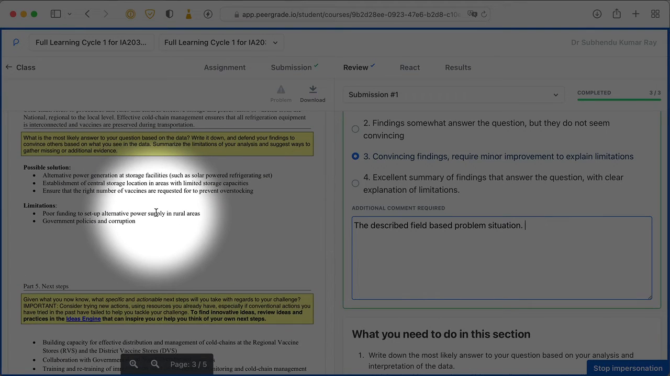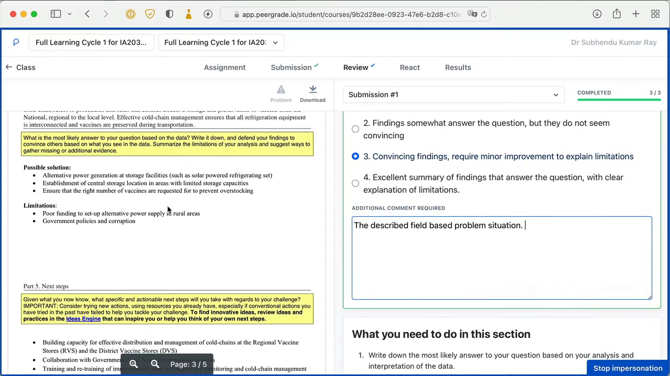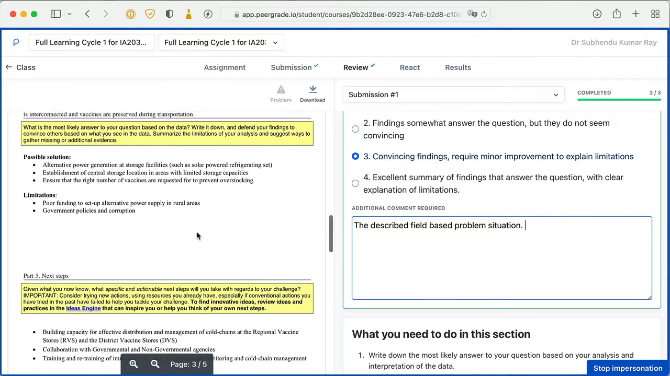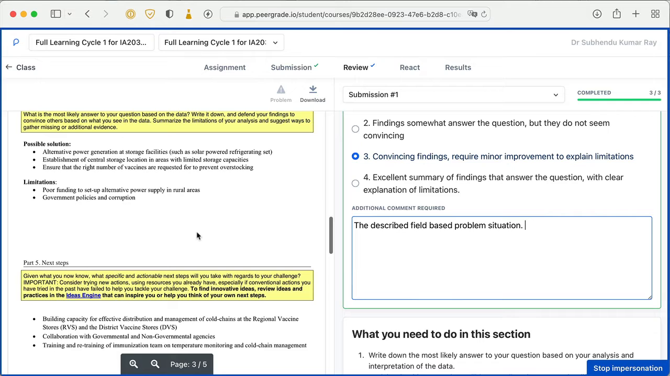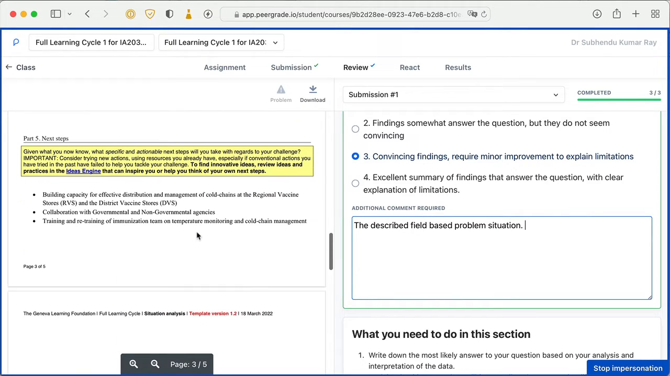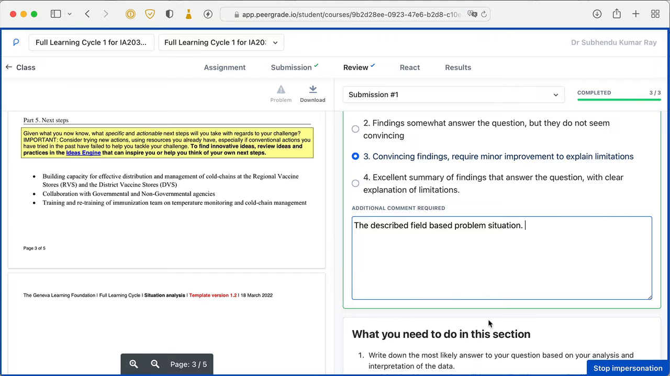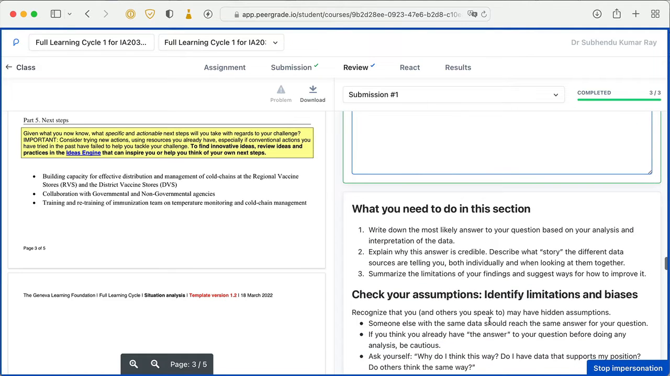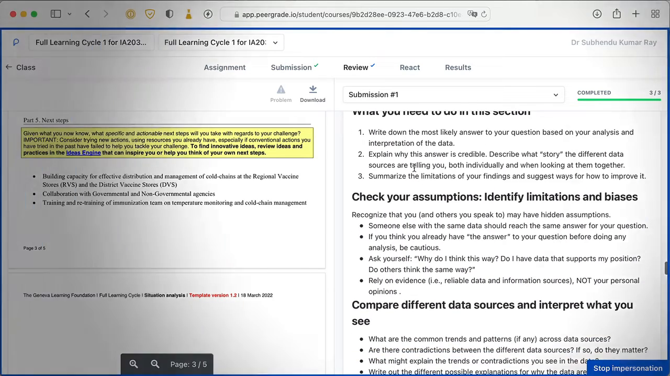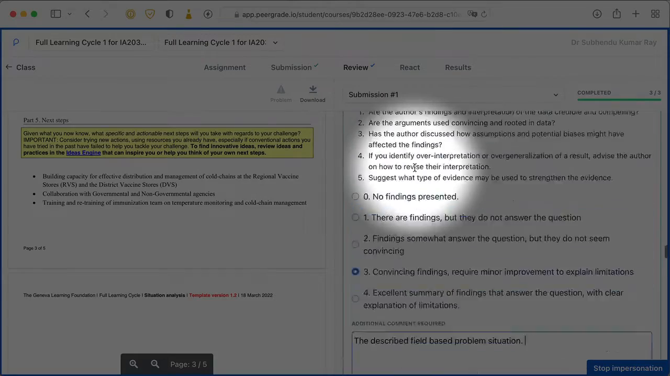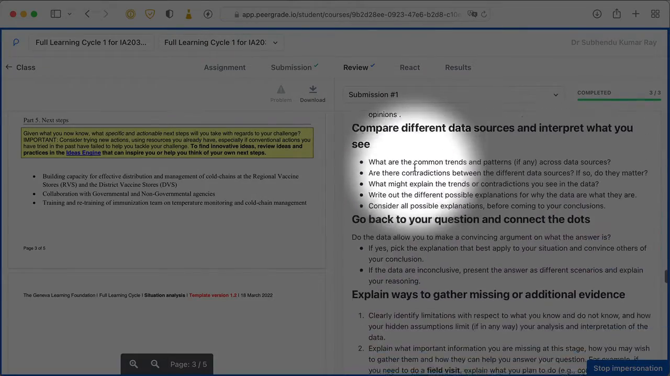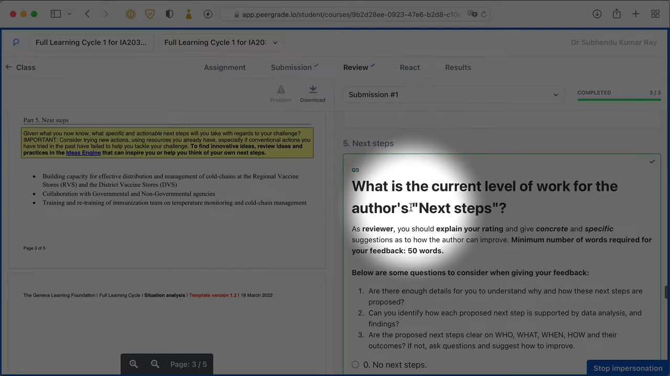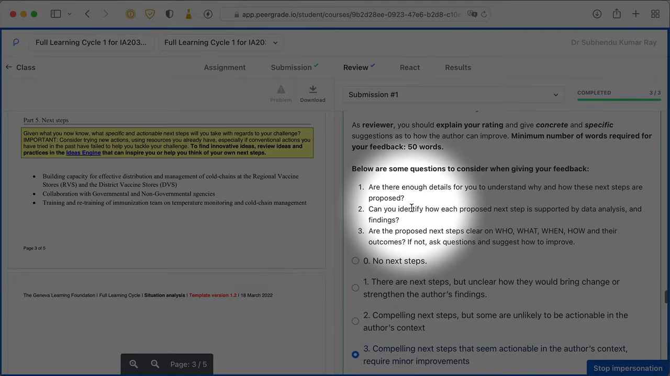So the data sources could be, how do you know that the vaccines are going bad because they're not being refrigerated? Where are the records of the wastage of the lost vaccines, for example? So that's what we were hoping to see. Now, again, you have a lot of additional guidance here. Do read through that, and let's look at the next steps.